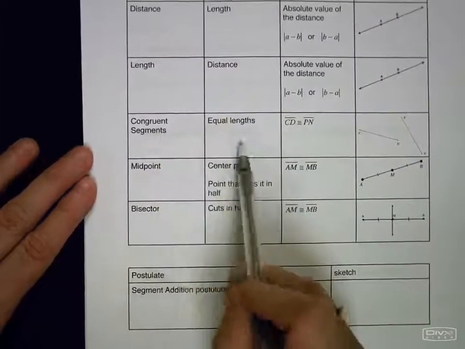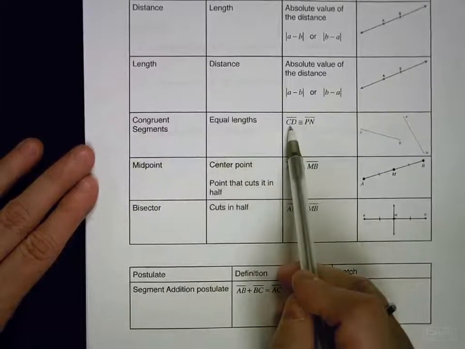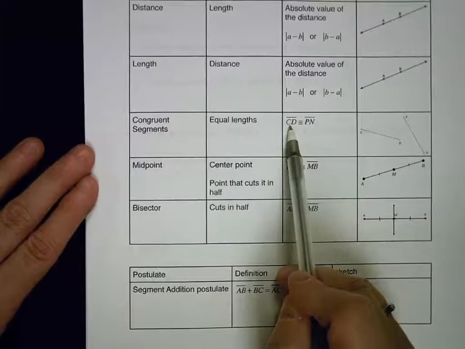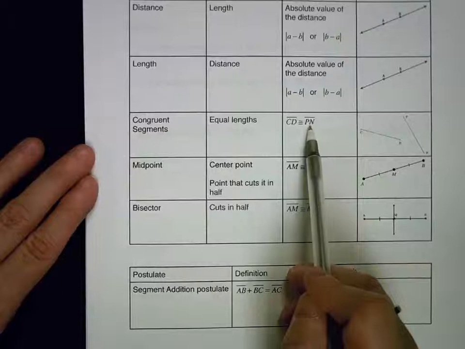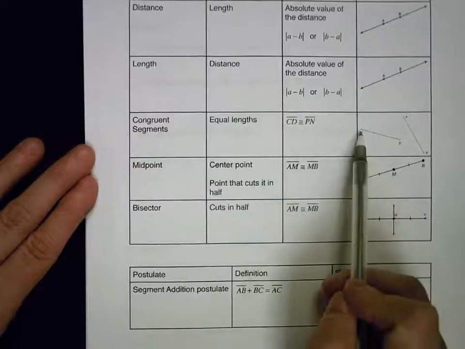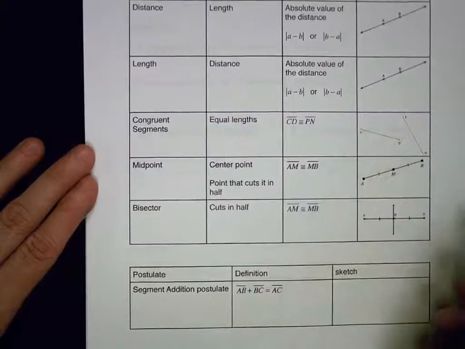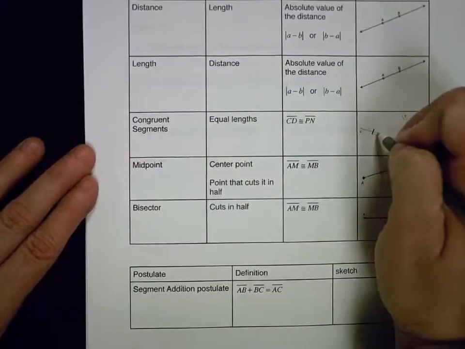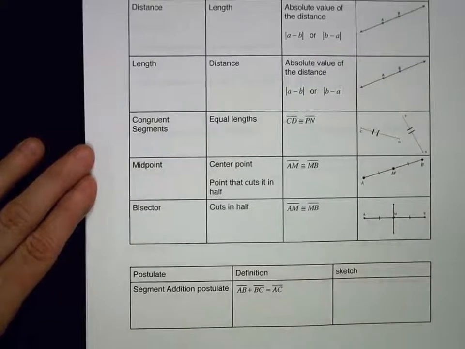Congruent segments are two segments that have equal lengths, and right here, this is red, segment CD is congruent to segment PN, and CD is right there, PN is right there, and sometimes we put little tick marks on there, and since both of those have two tick marks, that means those are congruent.